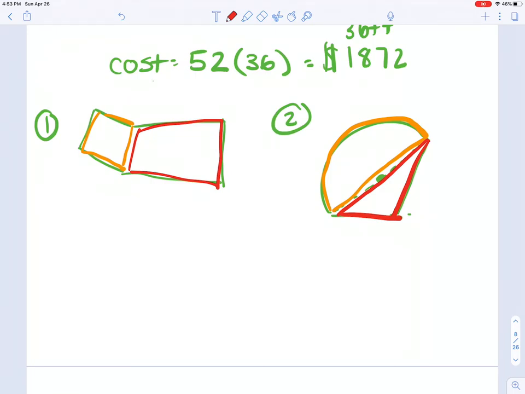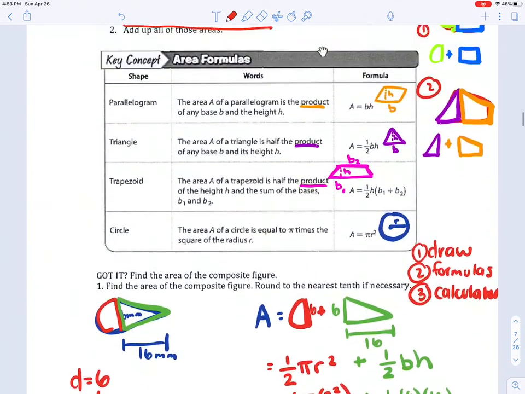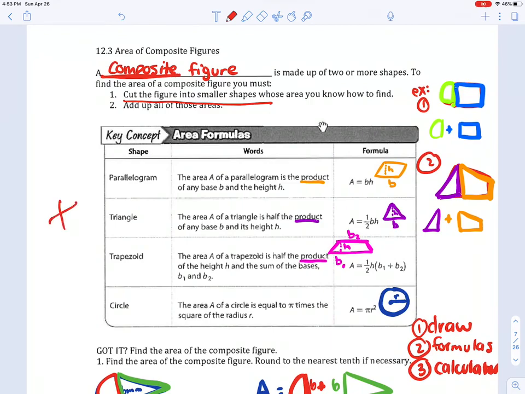So break each of them up, maybe draw them as a whole, and then draw their individual pieces, and then use this front page with all of your formulas on it. It's also in the book. I am not going to expect you to memorize any of these area formulas. Same going on from here. You won't have to memorize them. They will all be given to you. But you will need to know what each letter stands for.